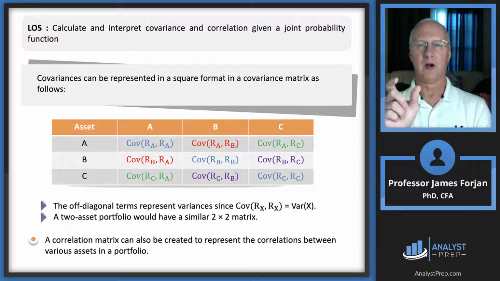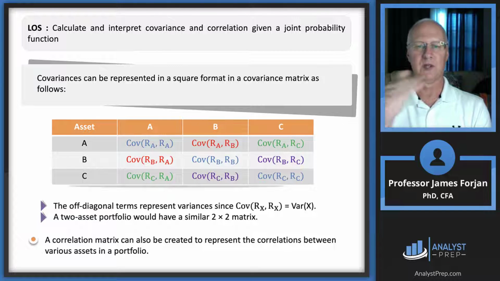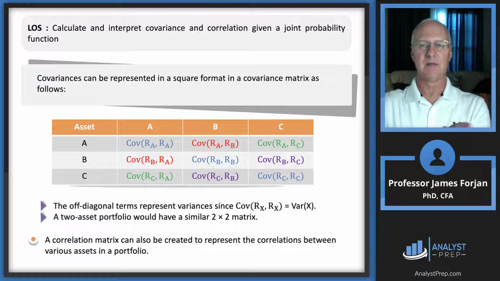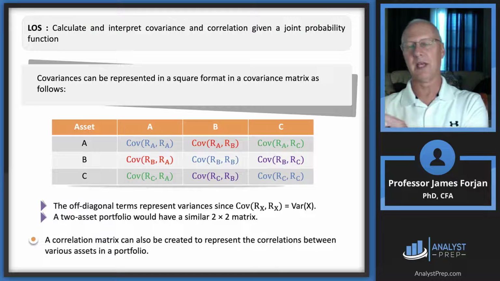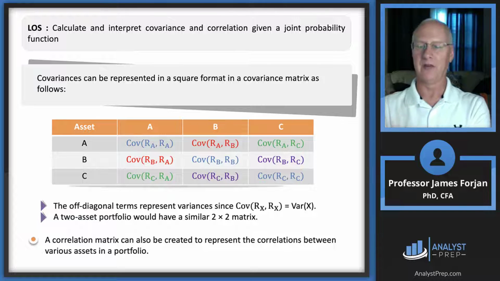So the covariance matrix is really a mirror image of each other. Same thing with the two greens, right? The covariance between C and A has to be equal to the covariance between A and C. And then, of course, the purples between B and C as well.